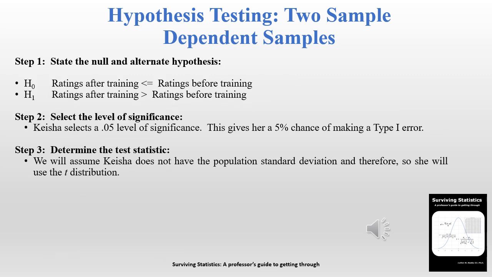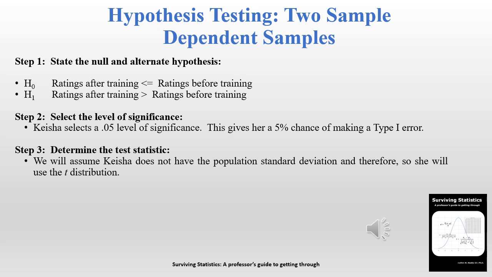Once again, we go through all 5 steps of the hypothesis testing procedure, the null and the alternate. And so the null is that the training doesn't make any difference, that the satisfaction ratings after the training are actually going to be less than or equal to the ratings before the training. The alternate, which is really what she's trying to find out, is that the satisfaction ratings after the training are better than the satisfaction ratings before.